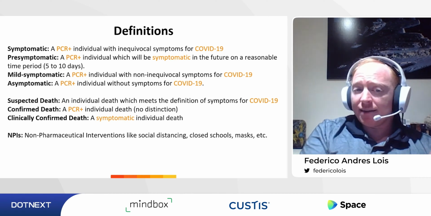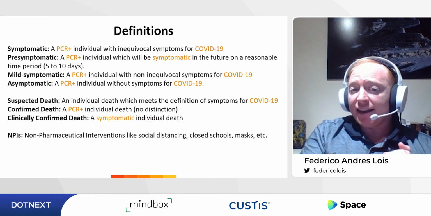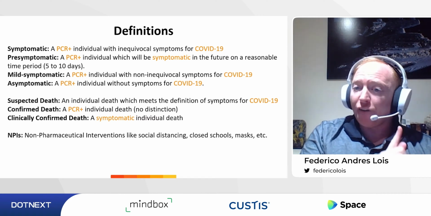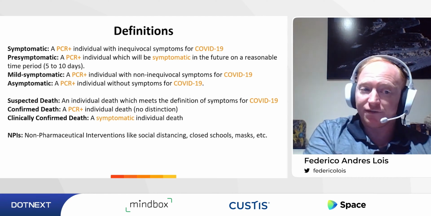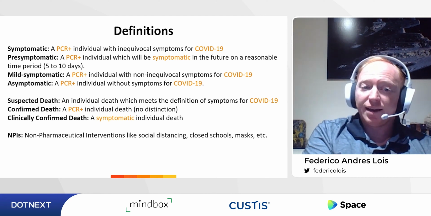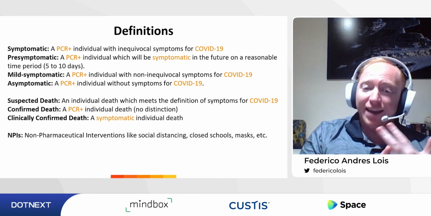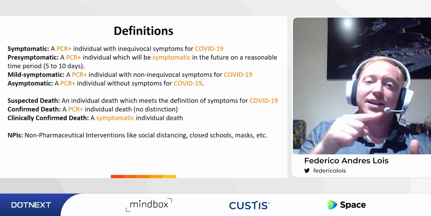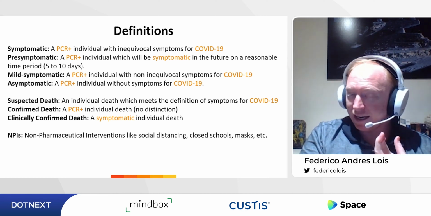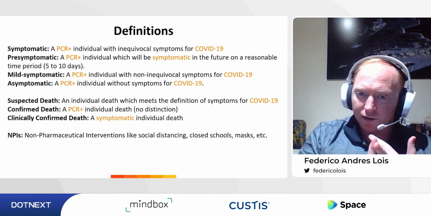A suspected death, and this is important, is an individual death which meets the definition of symptoms for COVID-19, but is not PCR positive. That's a confirmed death. And a clinically confirmed death is a symptomatic individual death. So it has to be PCR positive, it has to have the symptoms, and it has to have died.